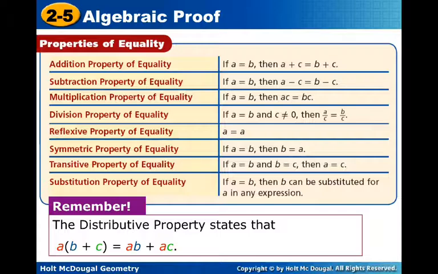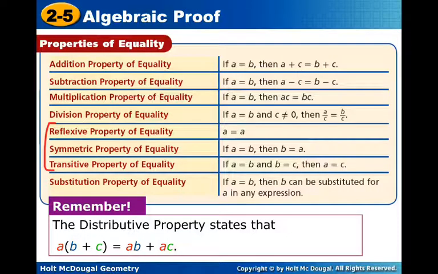All right, reflexive, symmetric, and transitive are probably new to you, okay? But we're going to be using them a lot over the next week or two. Reflexive just means that something is equal to itself. So when I say reflexive, think of reflection. When you look in a mirror, you see a reflection of yourself. So when you use the reflexive property, it's the same thing on both sides.